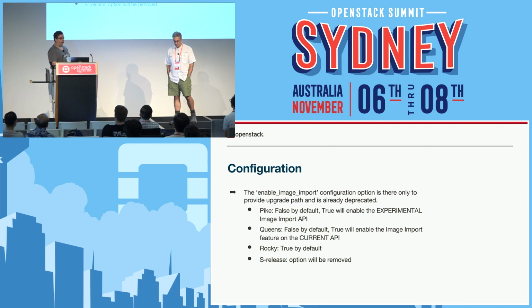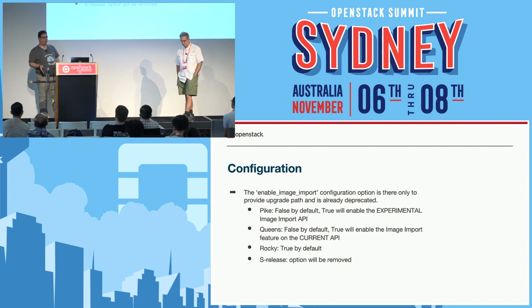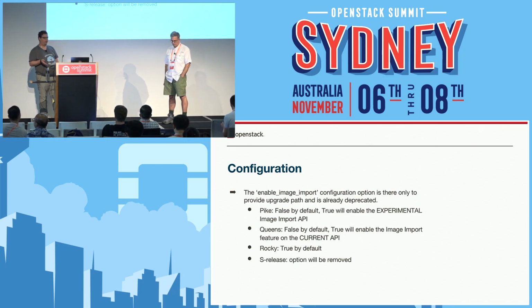We currently have the enable image import configuration option in Glance, and in Pike it's false by default. We don't enable it because it needs configuration and it's an experimental API. In Queens, our plan is that it's going to be false by default, and it will enable the feature on the current API. This gives the possibility to run the stable API, configured how you feel comfortable. But this makes the upgrade path a little bit easier there.